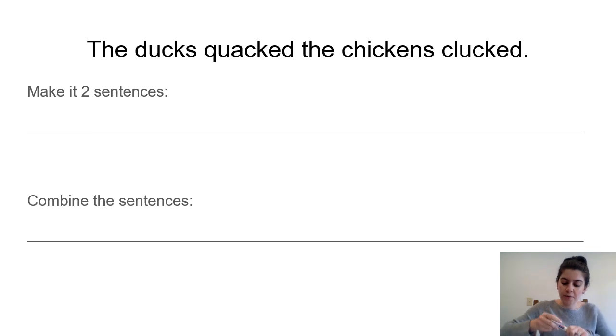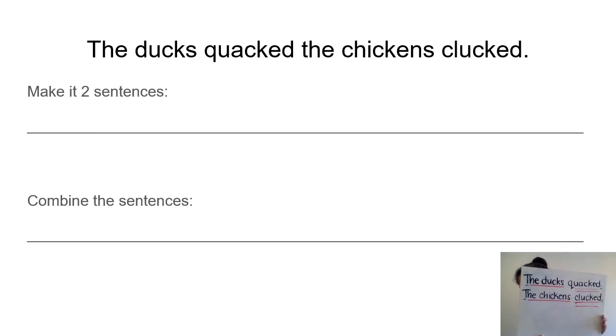We know this works because we have a subject and a predicate in each. The ducks is the subject in the first sentence. The chickens is our subject in the second sentence. Quacked is the predicate in the first sentence. Clucked is the predicate in the second sentence. So we have a subject and predicate in both of those parts. So again, one way to turn a run-on sentence into a correct thought or write it better is to turn it into two sentences. The other thing that we can do is combine the sentences into one idea.